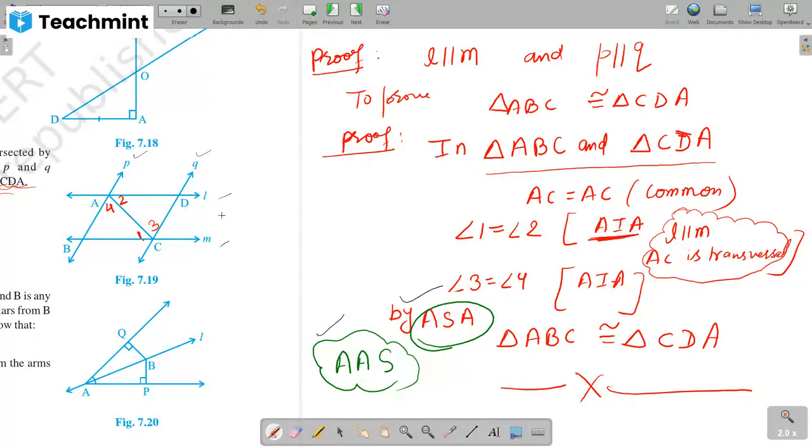You're talking about AC? Yes, ma'am. See, this AC is the transversal for both. First pair L parallel to M. If you just visualize these two lines L and M, then this AC is a transversal. Now, if you turn your book, this P is parallel to Q. In that case also, AC is a transversal. So this AC is a common transversal for the first pair L and M and the second pair P and Q.